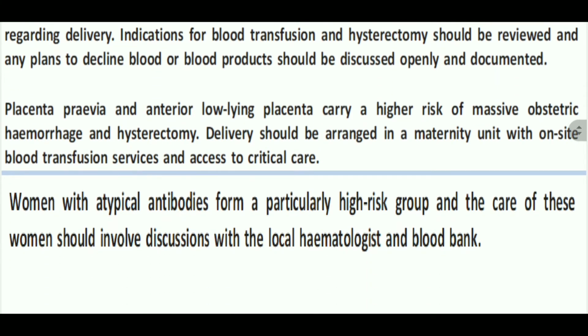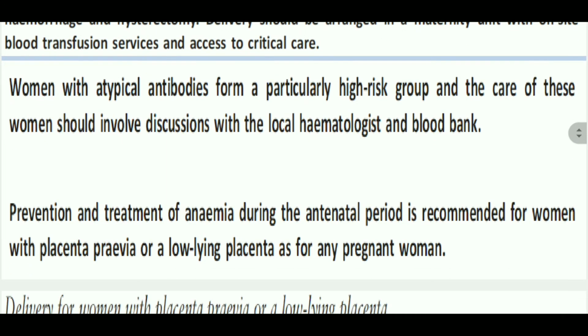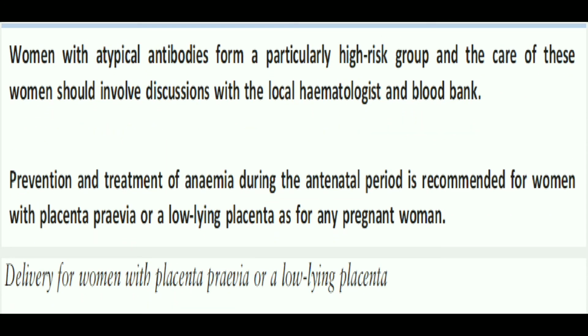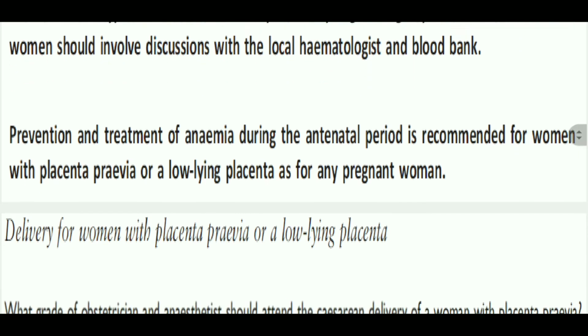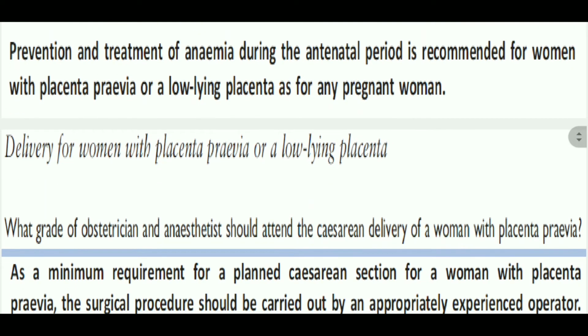Now, there are certain high-risk groups in this regard. First of all, those with atypical antibodies, and secondly, those with anemia. Okay, so women with atypical antibodies form a particularly high-risk group, and the care of these women should involve discussion with a local hematologist and blood bank. Prevention and treatment of anemia during the antenatal period is recommended for a woman with placenta previa or low-lying placenta as for any pregnancy.